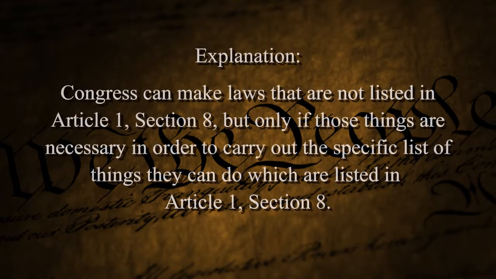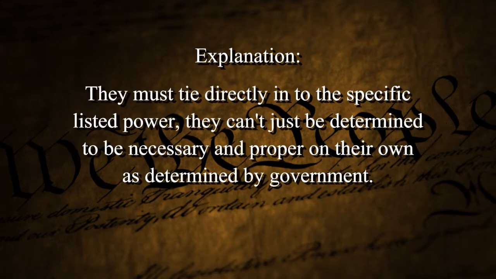Here's my answer, okay? Your answer, I'm sure, will be similar. Congress can make laws that are not listed in Article 1, Section 8, but only if those things are necessary in order to carry out the specific list of things they can do which are listed in Article 1, Section 8. They must tie directly into the specific list of powers. They can't just be determined to be necessary and proper on their own, as determined by government.